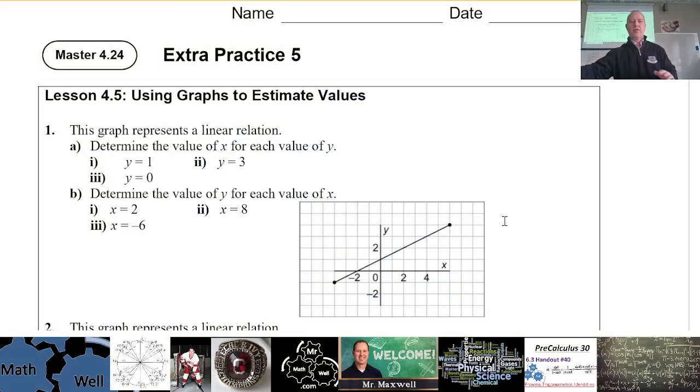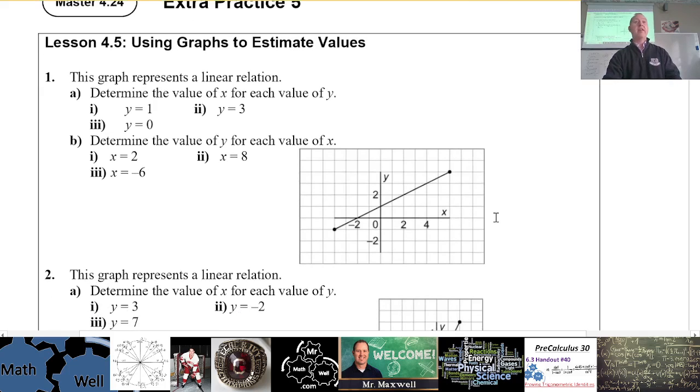All right, here's a review for section 4.5, using graphs to estimate values. This should be pretty easy as well. It's very visual. I don't think there's a lot of actual physical calculations you're going to need to do with your mind or your calculator or writing stuff down. Honestly, you're just looking at the graph.